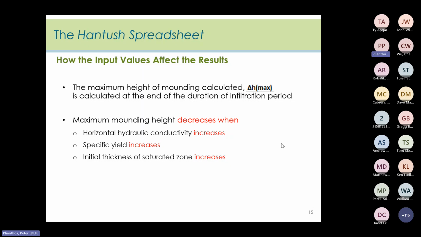A lower mounding height will happen when horizontal hydraulic conductivity increases, specific yield increases, or the initial thickness of the saturated zone increases.